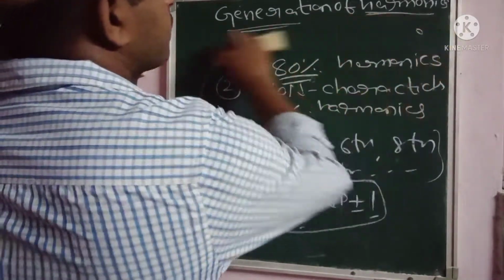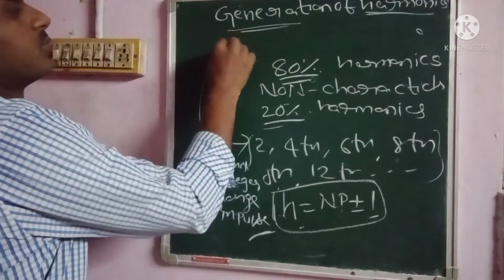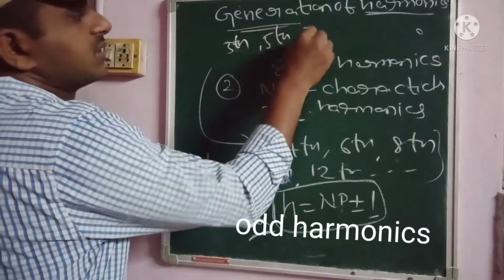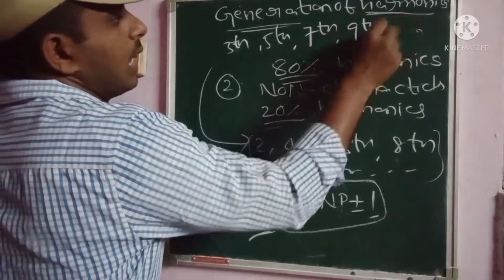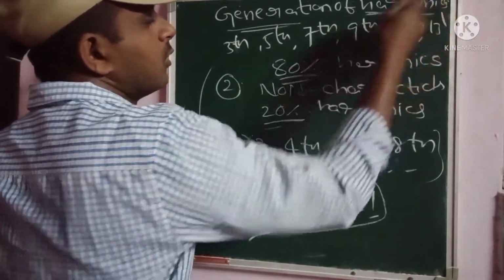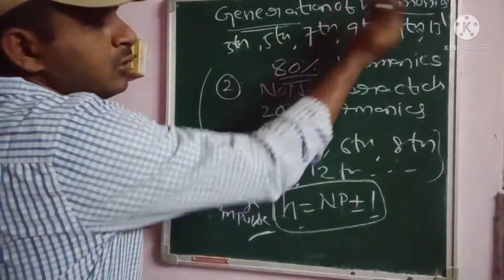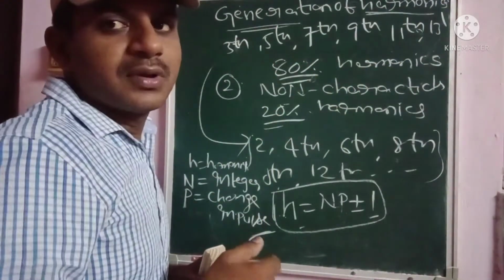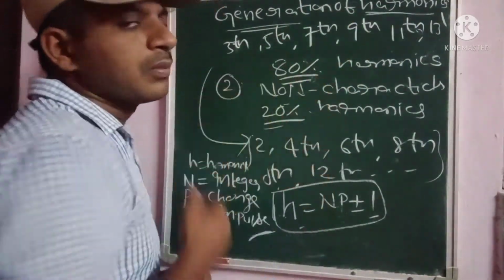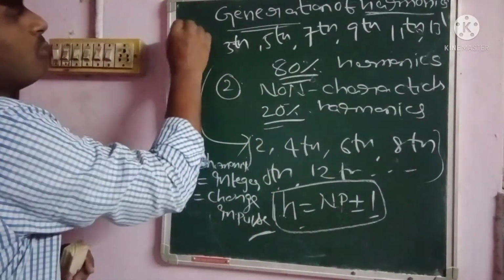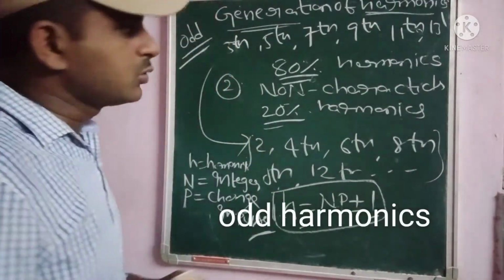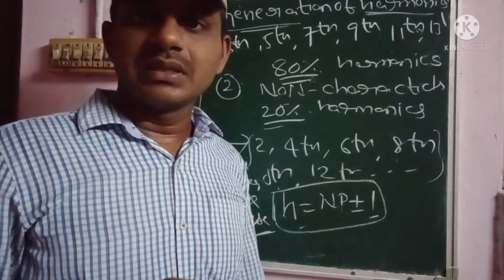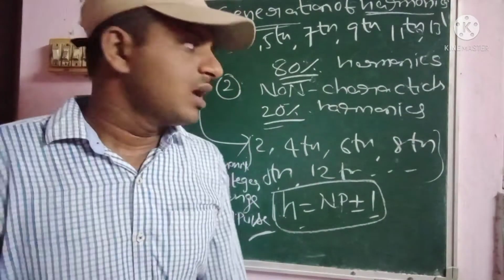Like the third group, fifth group, seventh group, ninth group, 11th group, and 13th group. We can add two each time, from one value to the next. These different values are called odd harmonics, which are produced when the bridge is under unbalanced condition.